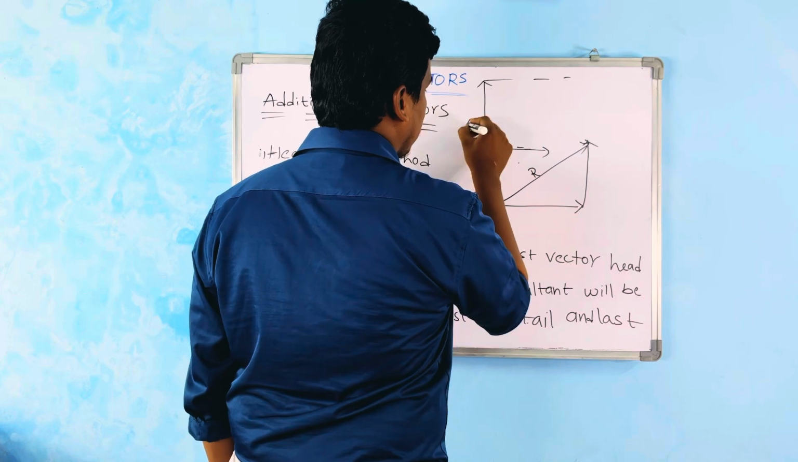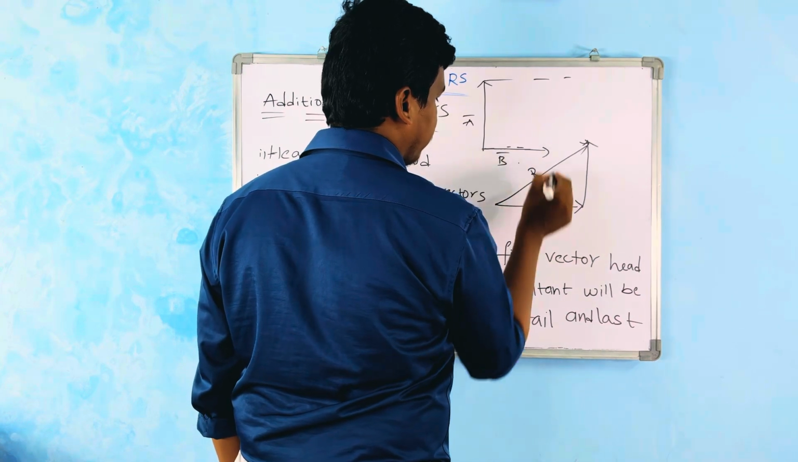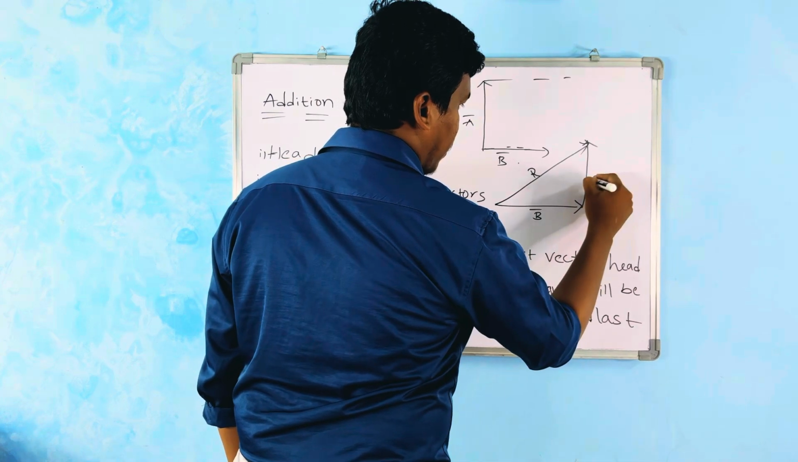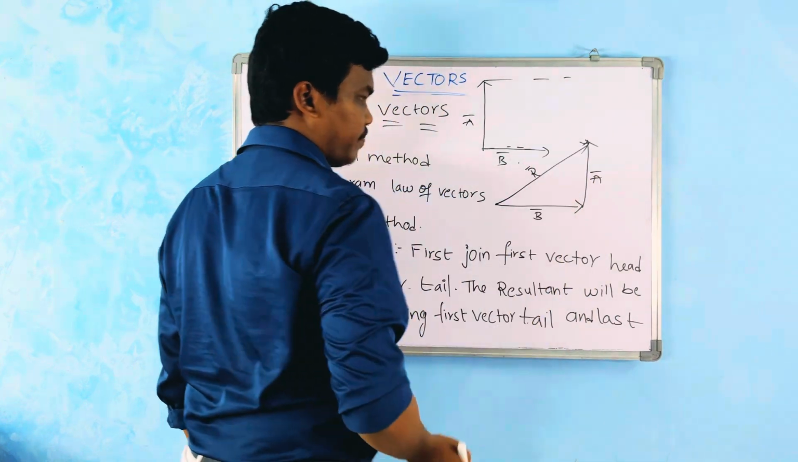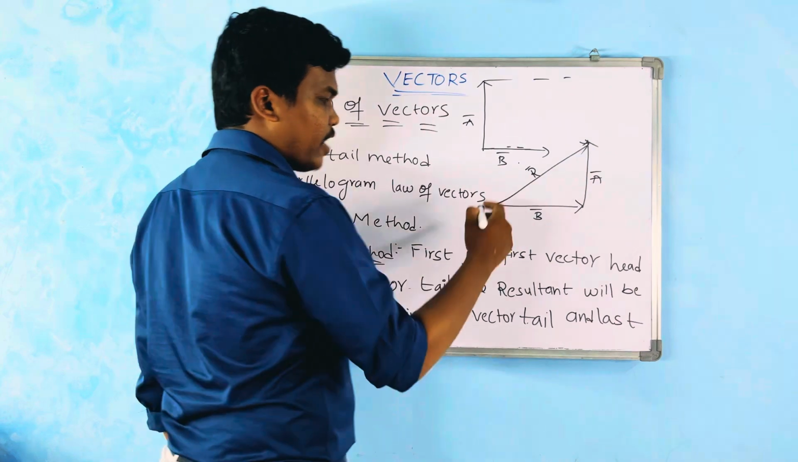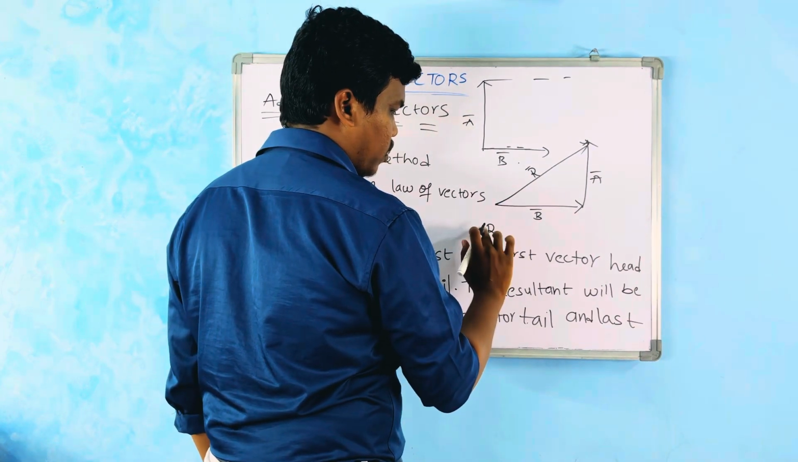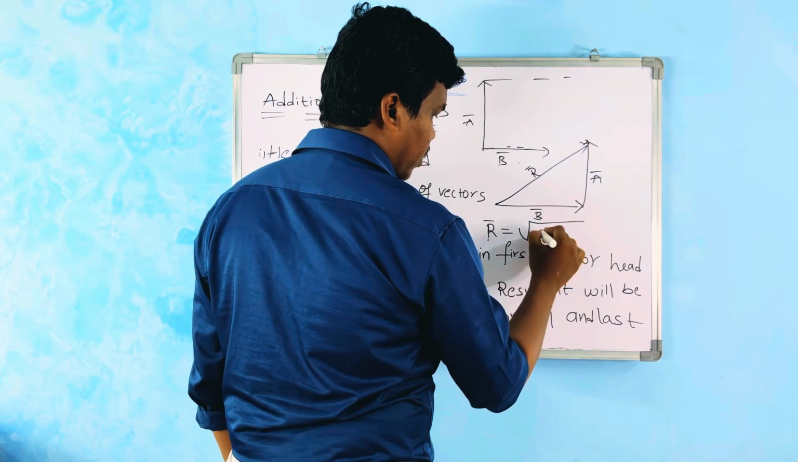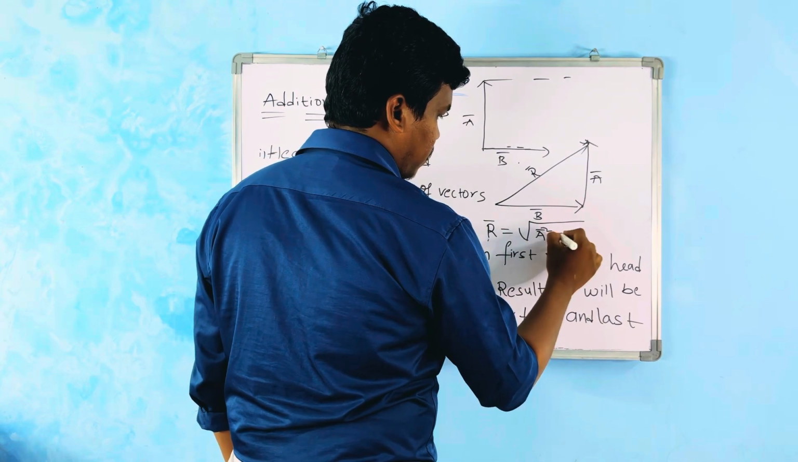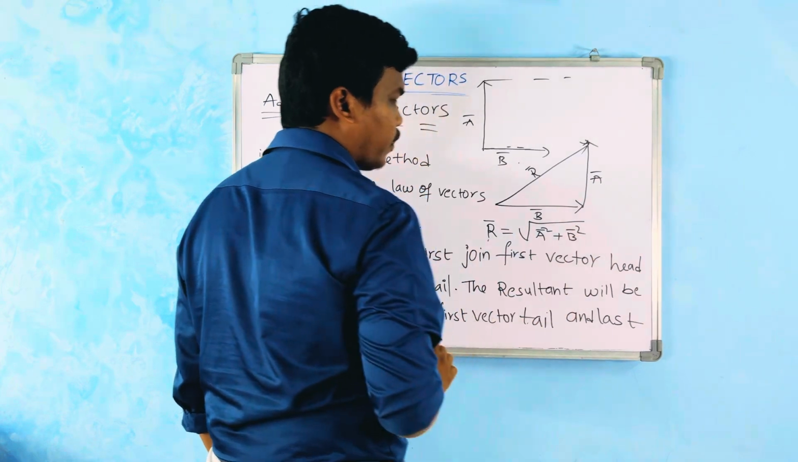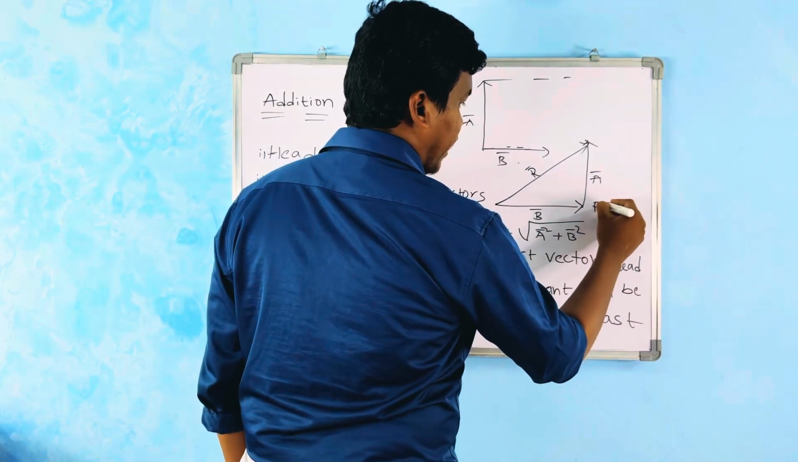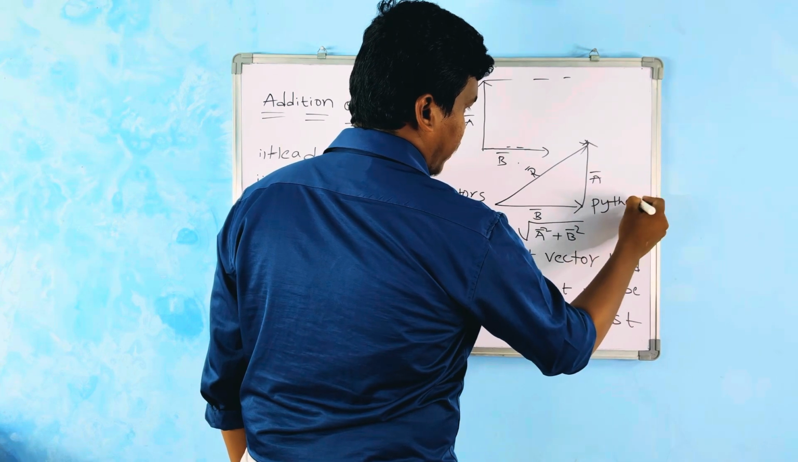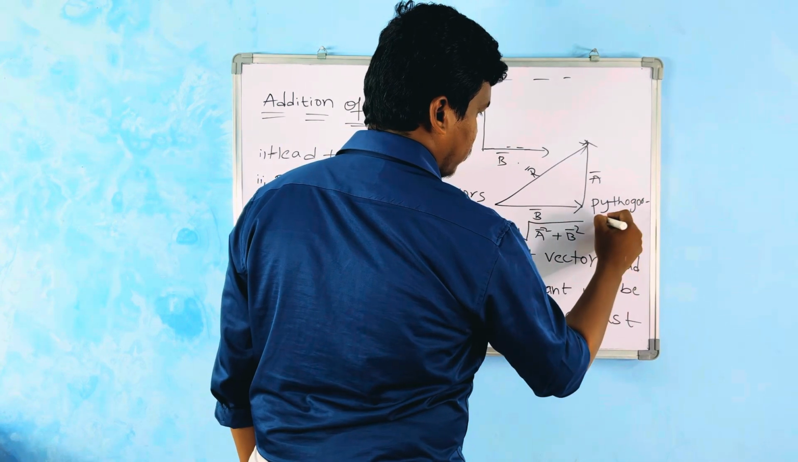In this question, this is A bar, this is B bar. Now the vector is shifted this side. This is B bar, this is A bar. This will be the resultant. So the resultant R bar is equal to root over A bar square plus B bar square, according to Pythagoras theorem.